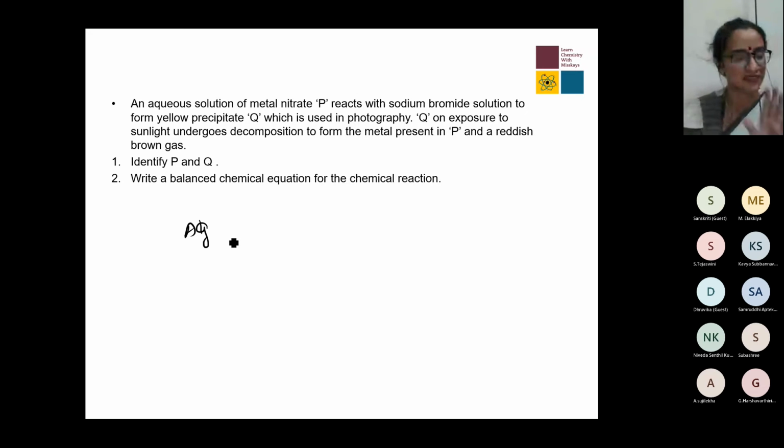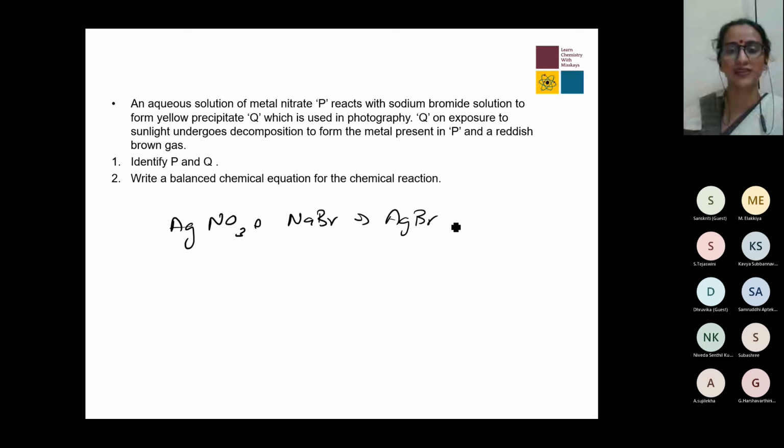I wrote AgBr instead of silver nitrate. I'm sorry. My bad. Absolutely right. Silver nitrate plus sodium bromide, absolutely spot on, will break down to give you silver bromide plus NaNO3. Just realized I gave away the answer right in the beginning. All right. Now, Q on exposure will undergo decomposition. So your AgBr will undergo decomposition and you will get Ag plus Br2.